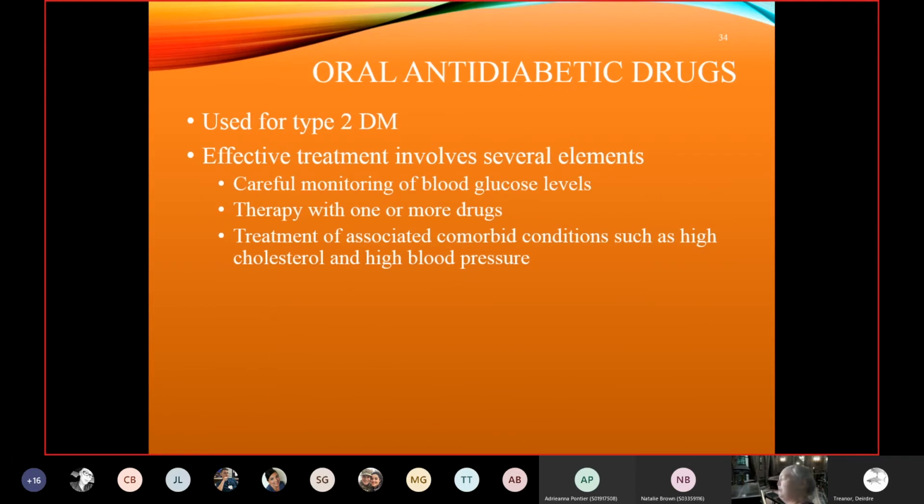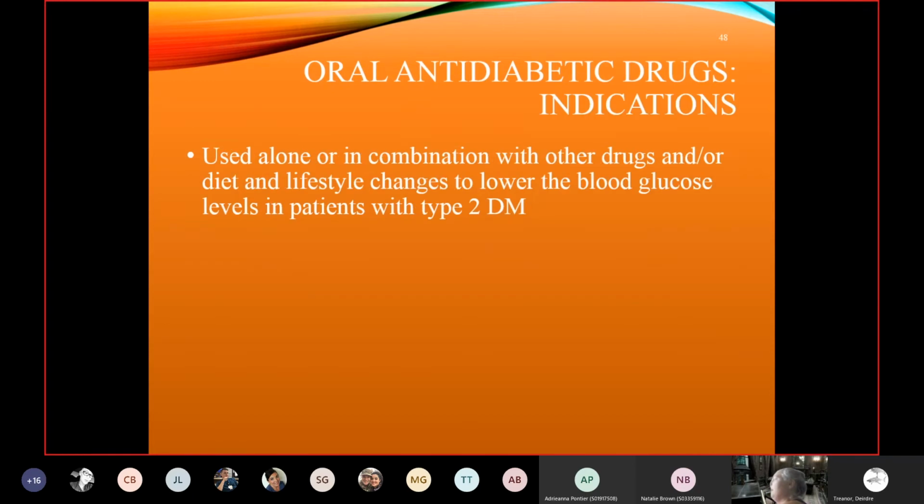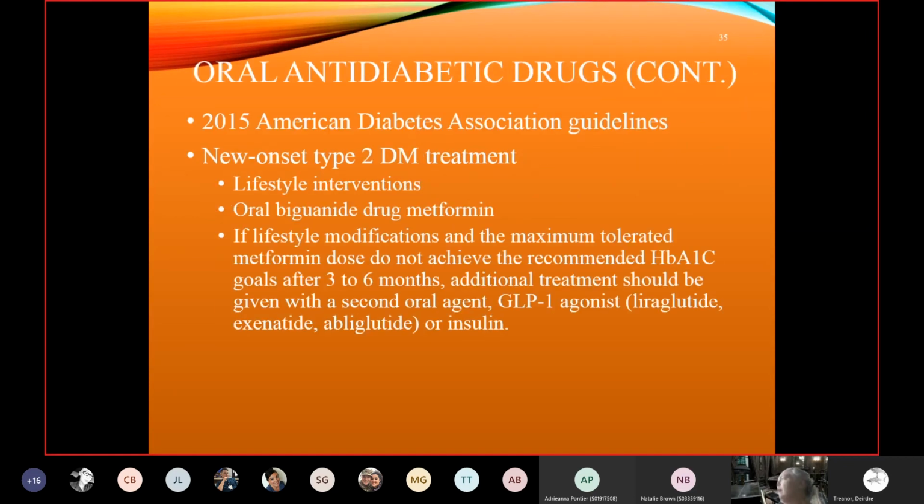Oral antidiabetics, they're generally type 2. Need to make sure patients can monitor their glucose. They may be on one or more drugs. And you also want to treat any comorbid conditions like high cholesterol or high blood pressure. Alone or in combination, and also, of course, lifestyle changes is always a given with your patients who are diabetic. We have Diabetes Association guidelines.